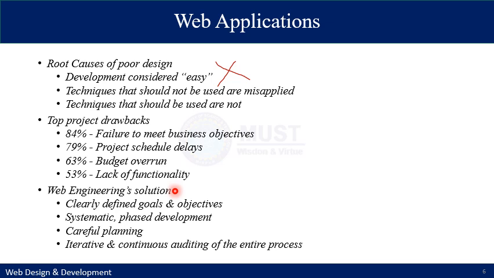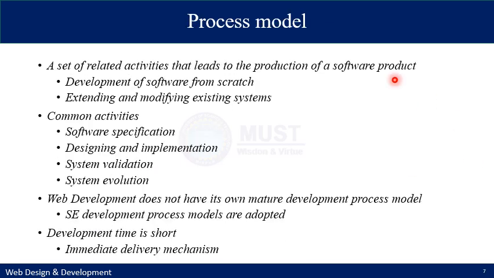So web engineering solutions are, you have to specify the clear goals. You have to follow a systematic and phased development so that you can overcome the project schedule delays, and you have to specify careful planning so that budget overruns are minimized, and you have to use iterative and continuous editing of the entire process so that each of these points must be met well in time and on budget. So for that we need a process model.